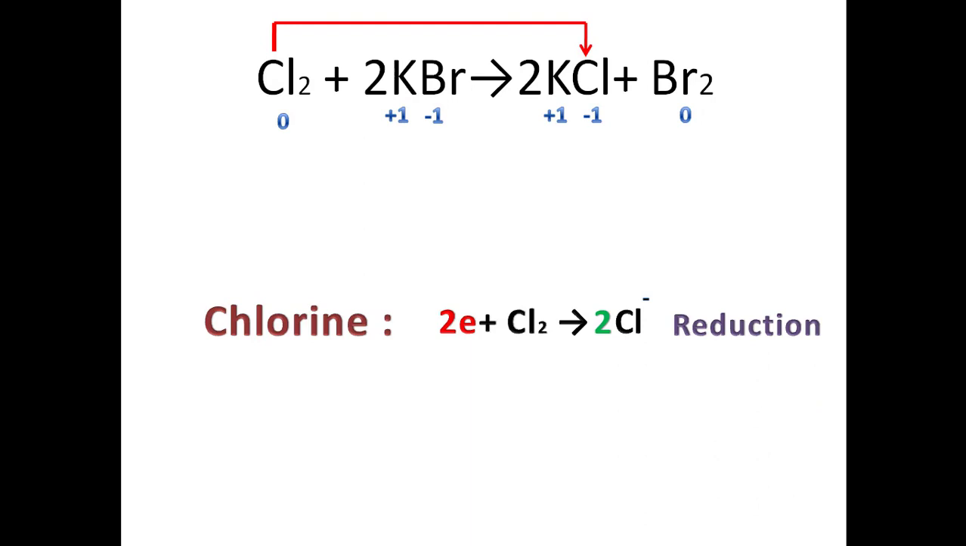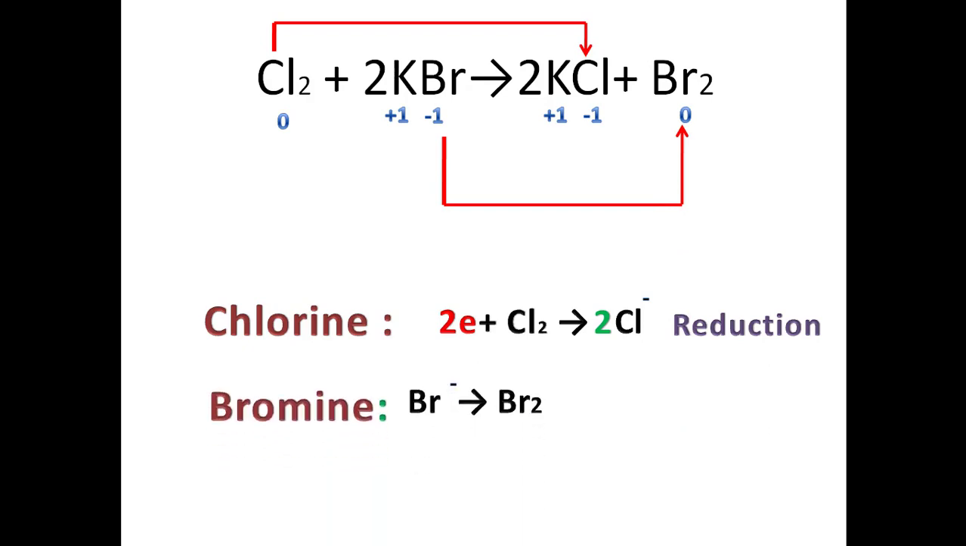The oxidation state of bromine was -1, but then turned to 0. So we write it as it is here. We write Br- and then it turns to Br2. But here we don't have the same number of bromine atoms, so what to do in this case? We just multiply this atom by 2. But after multiplying by 2, we got the same number of atoms, but we didn't balance the charges. So what to do in this case? On this side we have 0 charge, but here we have -2. So we have to add 2 electrons with a negative sign.